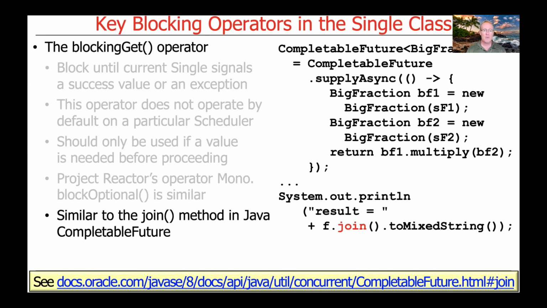Both these methods are very similar to the join method that's defined in Java's CompletableFuture. You can see here how you could do an asynchronous computation in the background to multiply two big fractions together using CompletableFuture's supplyAsync factory method, which runs things in the background. And then you could take the future that came back from that and call join on it, which would have the calling thread block until the background computation was finished. So very, very similar to the way that blockingGet and blockOptional work in reactive streams frameworks.